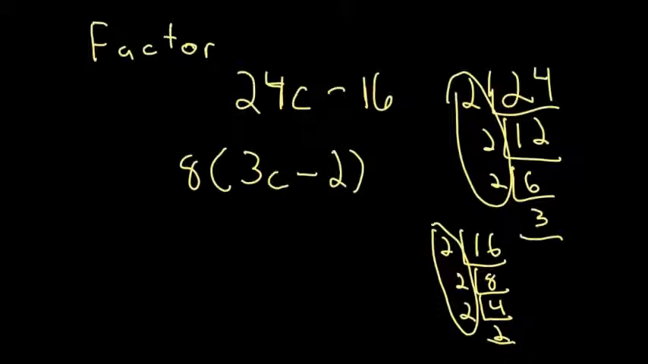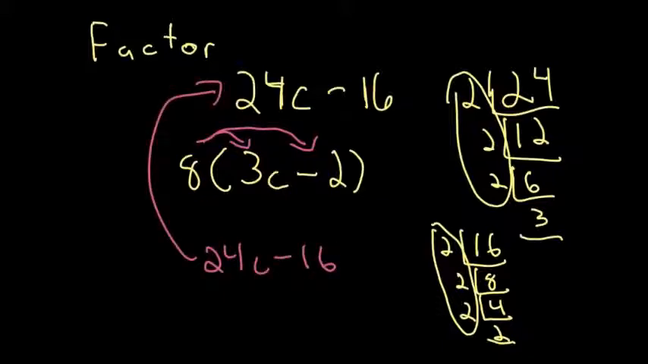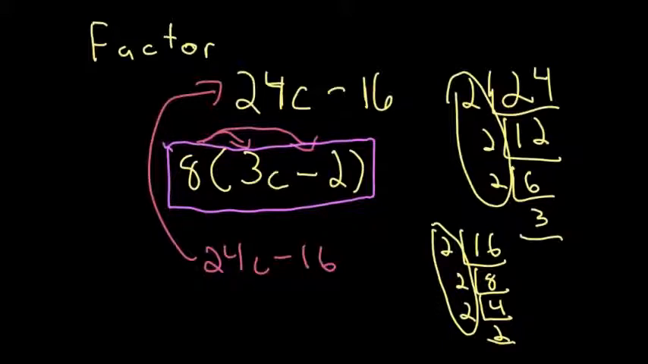Again, you can always check yourself by using the distributive property. 8 times 3c is 24c, minus 8 times 2 is 16, which is what I originally had. So my final answer there is 8 parentheses 3c minus 2.